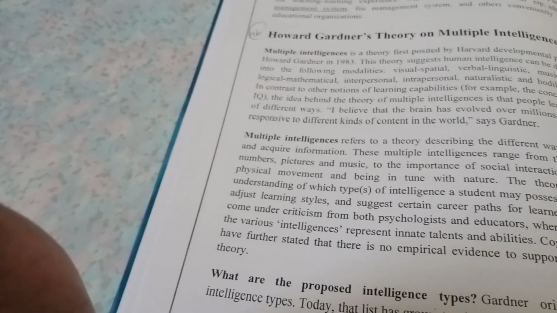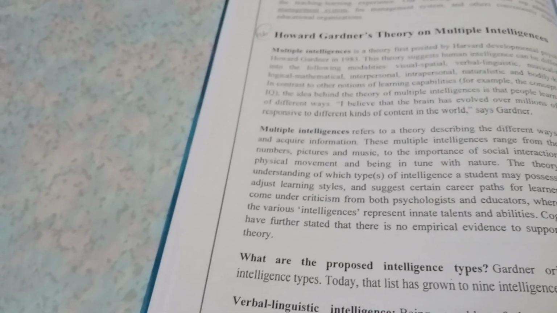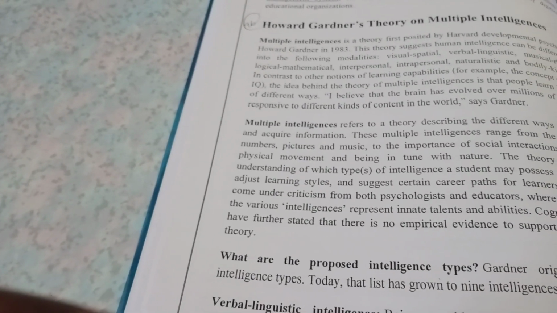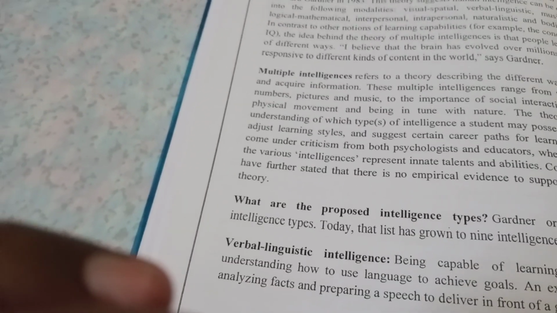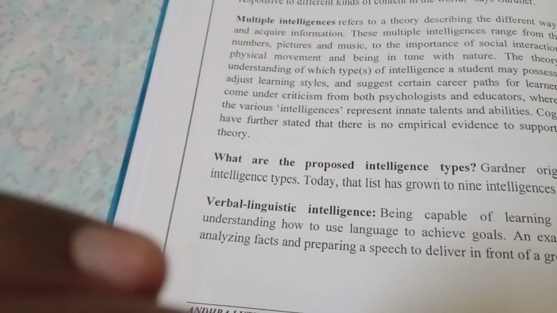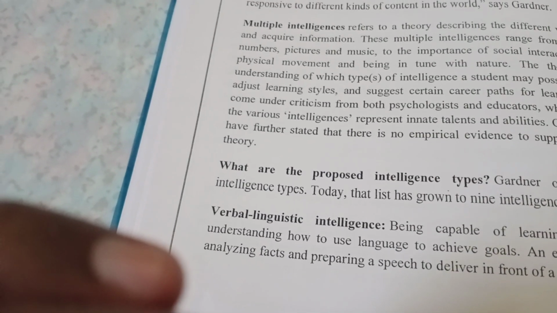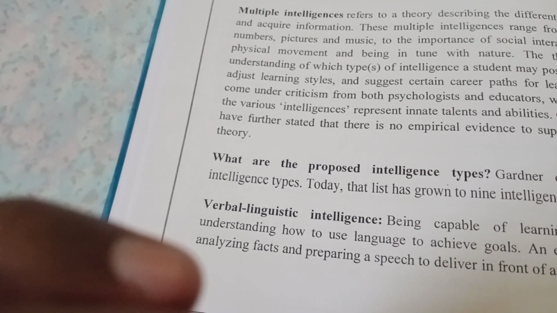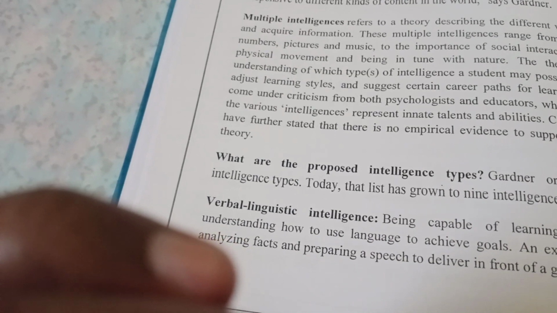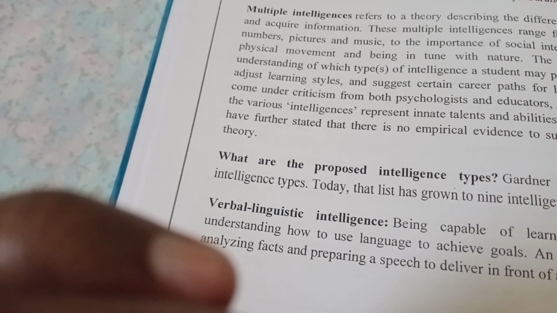What are the proposed intelligence types? Gardner originally proposed 6 intelligence types. Today, that list has grown into 9 intelligences, as seen below. Verbal linguistic intelligence, being capable of learning new languages and understanding how to use language to achieve goals. An example of this would be analyzing facts and preparing a speech to deliver in front of a group.